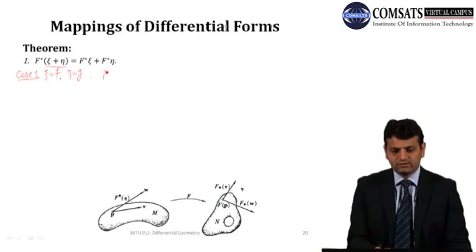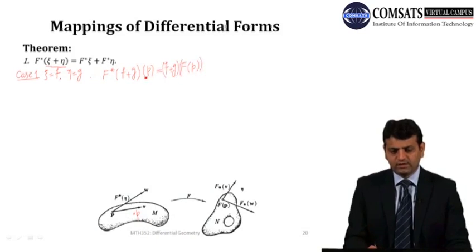Now what is the pullback of f plus g? हमने कैसे define किया था? For some point p of M, this is defined as f of p, f plus g.